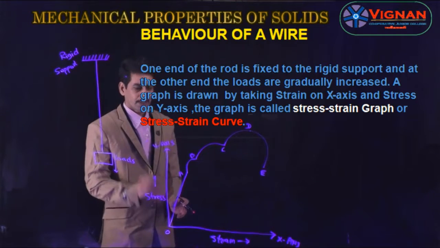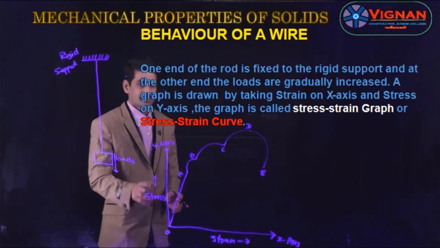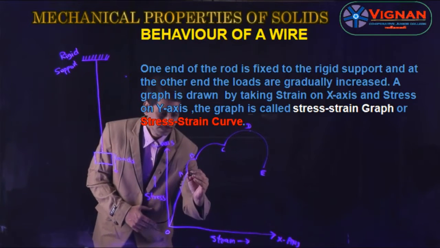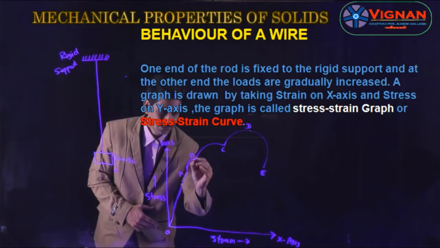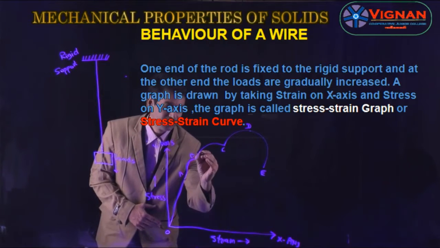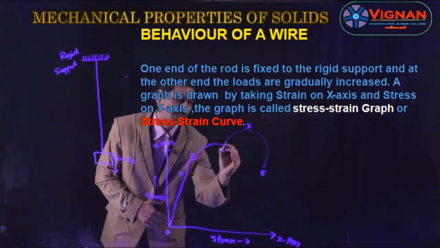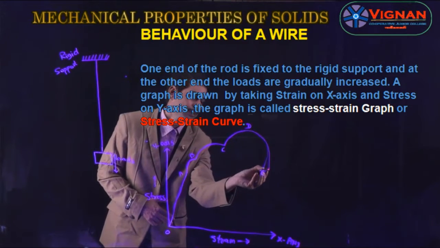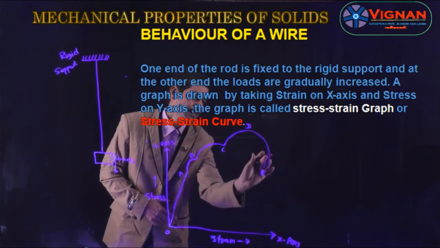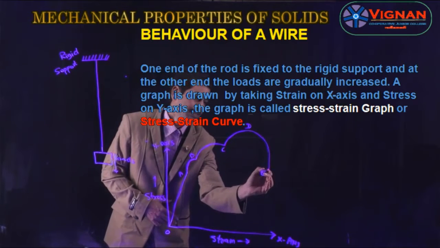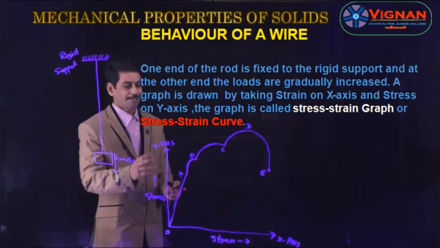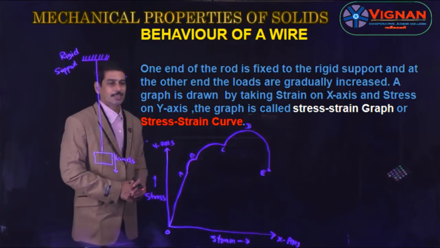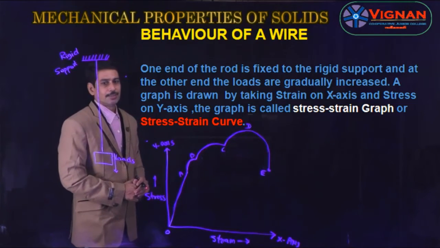We are drawing a graph by taking strain on the x-axis and stress on the y-axis, and the graph is as shown in the diagram. This is the point A, up to B this is the shape of the graph, from B to C this is the shape, then from C to D, and then from D to E. Let us consider this point as E. This is a graph between strain and stress, called the stress strain graph, or the stress strain curve.